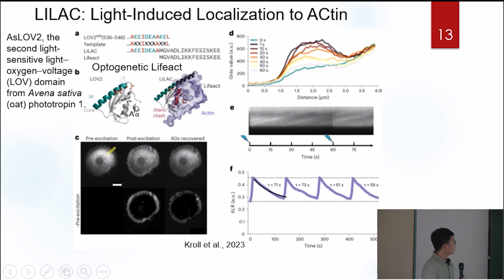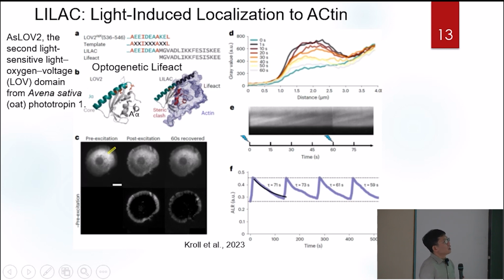They also tested several things. For example, without excitation, LILAC can diffuse, because it's kind of a monomer diffusing in cells. After you shine the 450 light to excite it, it goes to the actin filament and labels them. Then if you remove the light, it will recover.